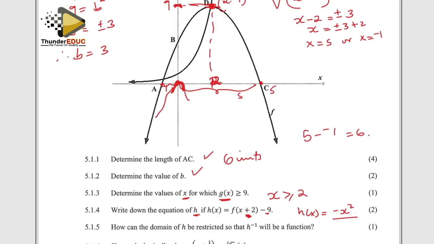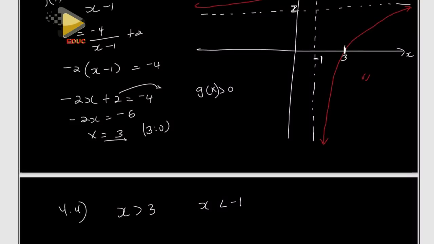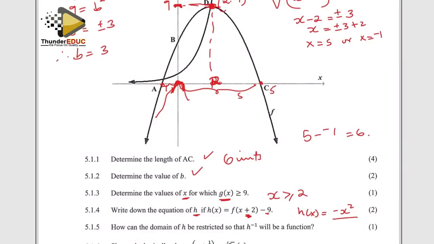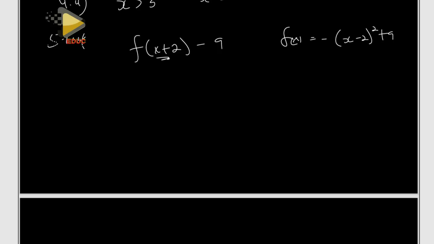We can go the manual way and say, this is 5.1.4. Said f of x plus 2 minus 9. Originally, our f of x was negative times (x minus 2) squared plus 9. Let's substitute. Where there is x, let's put that. So it's going to be (x minus 2 plus 2) squared minus 9. No, this was a plus 9 from here.